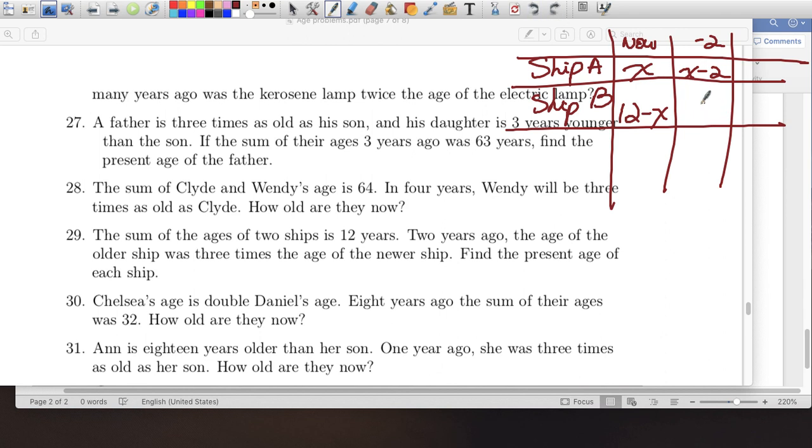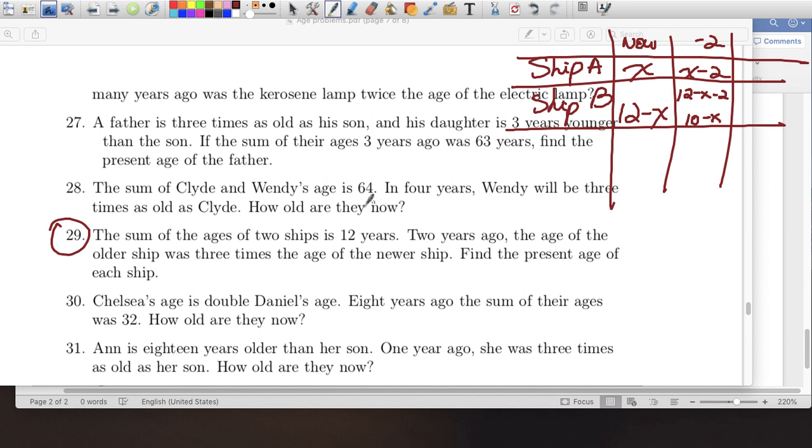Again, let me just write this better. So 2 years ago, this ship was 12 minus X, right? And then minus 2. If I combine like terms, I'm actually going to say 10 minus X. So 2 years ago, those were their ages. Now that my table is done, I'm going to do number 29. I keep forgetting what number it is. So 29, let me put a little circle.